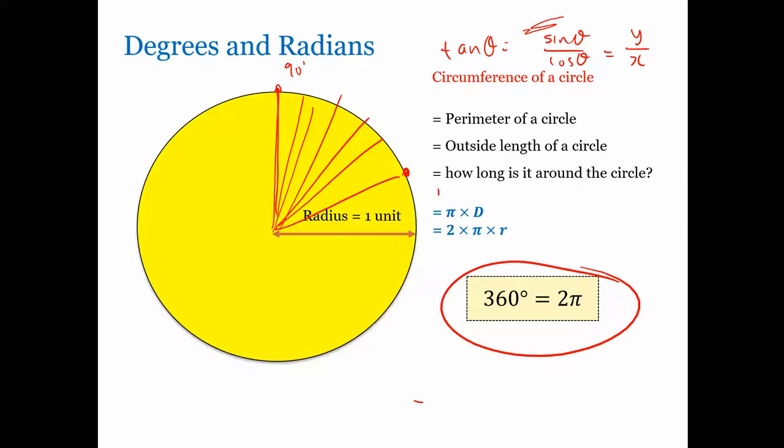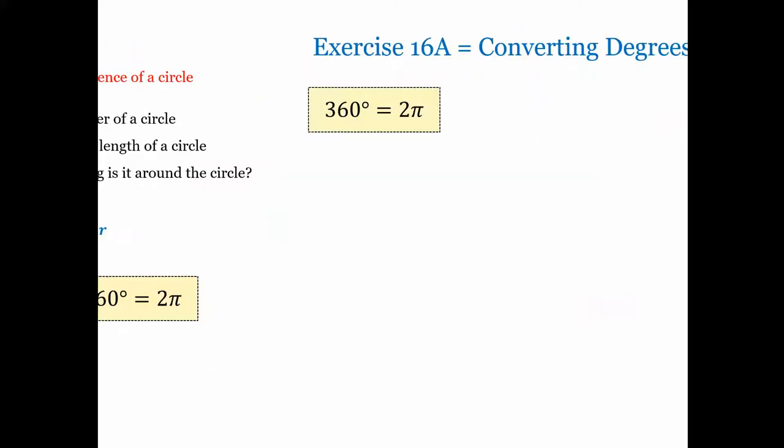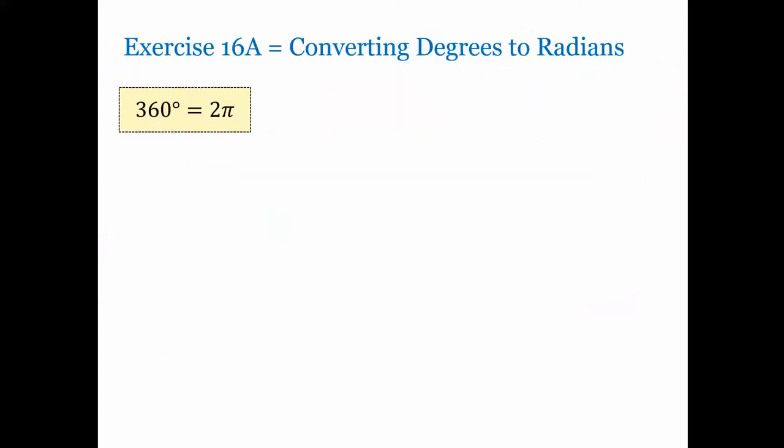So 6b is the main part. And then I'll keep reiterating this unit circle because everything goes back to the unit circle. The better you understand the unit circle, the better it is to do chapter 6. Okay? All right, here we go. So let's think about this. 360 degrees equals 2 pi. The first exercise, not 16a, 6a.